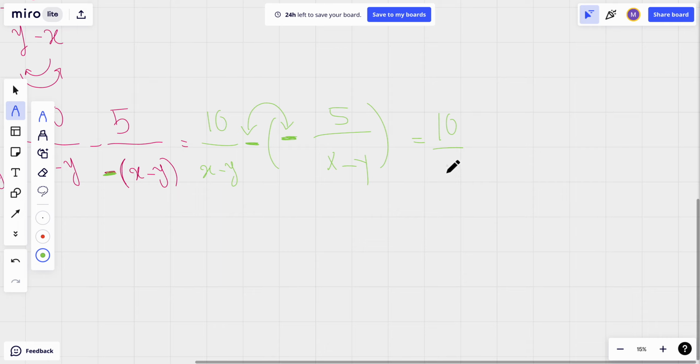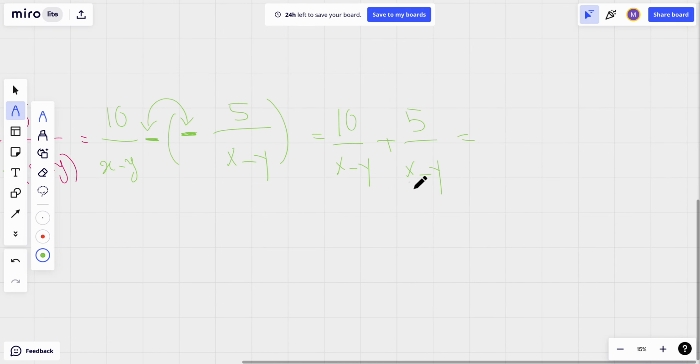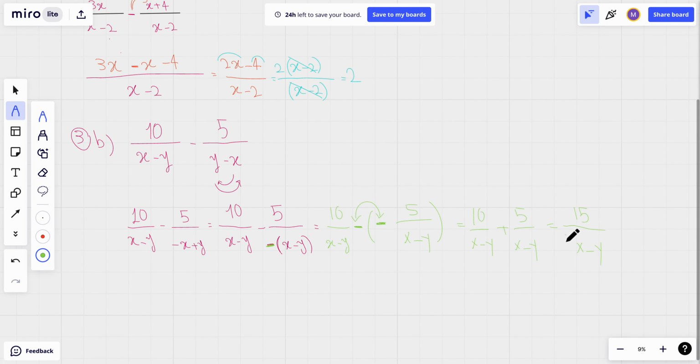So 10 over x minus y plus 5 over x minus y. The denominators are the same, so I can just go ahead and combine the numerators. 15 over x minus y. And yeah, that's basically it.